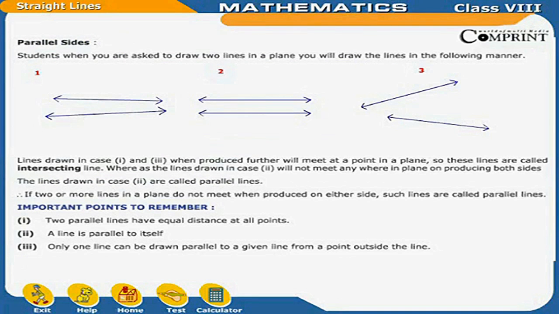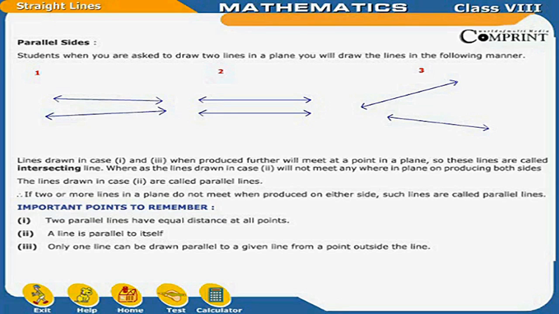Students, when you are asked to draw two lines in a plane, you will draw the lines in the given manners. Lines drawn in case 1 and 3, when produced further, will meet at a point in the plane, so these lines are called intersecting lines. Whereas the lines drawn in case 2 will not meet anywhere in the plane on producing both sides. The lines drawn in case 2 are called parallel lines.